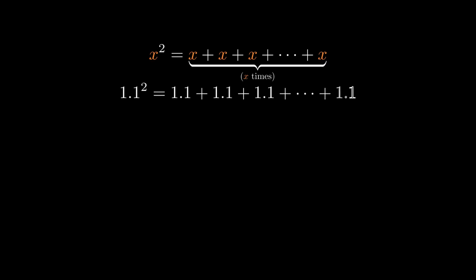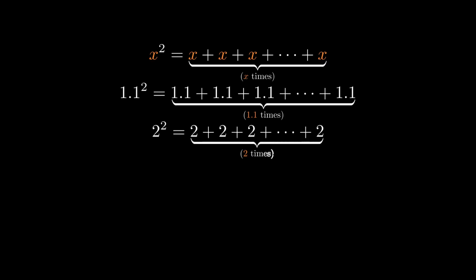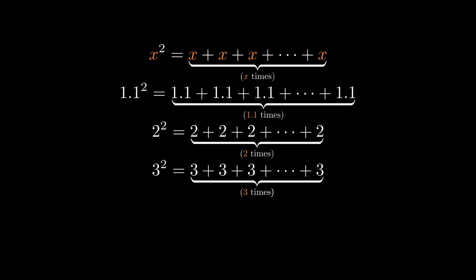We stated in equation 1 that x squared equals x plus x plus x repeated x times for all x. Let us now substitute 1.1 for x. So 1.1 squared equals 1.1 plus 1.1 repeated 1.1 times. Repeating something 1.1 times doesn't really make sense, does it? Only numbers like 1, 2, 3, and so on up to infinity make sense in this context. These numbers are called natural numbers.